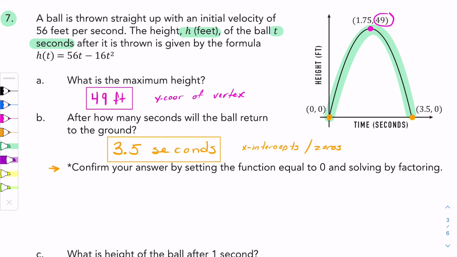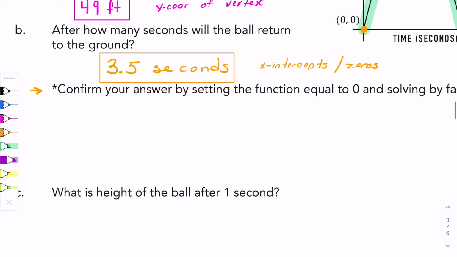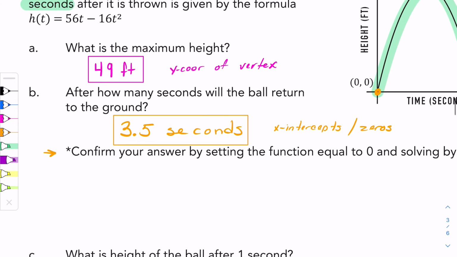I'm just going back through this now. Part B, how many seconds? That's typically your x-intercepts. Of course, you need to read the problem. It might be specific to the problem, but you can do this without a graph. So for this section where we're confirming our answer to part B by setting the function equal to 0, I am going to take our original function and I'm going to set this function equal to 0. 0 is equal to 56 times t minus 16 times t squared.